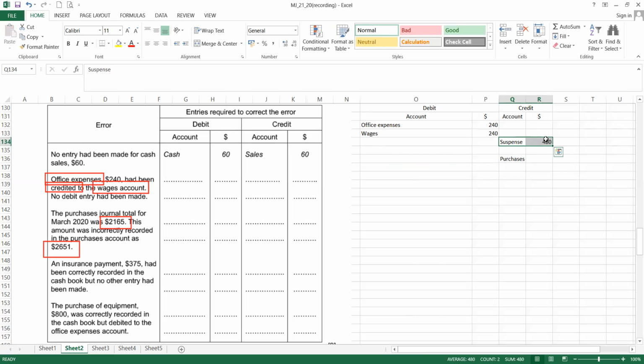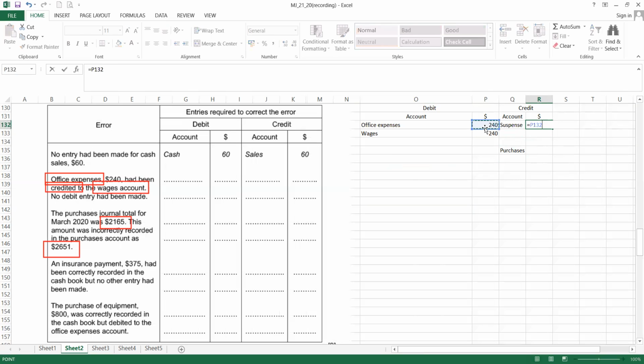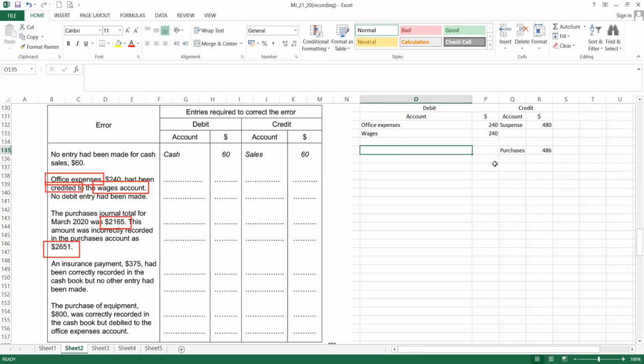Let me put it up first. Okay. So purchases account overstated, we have to credit it. So we take 2651 minus 2565. So 486. Same thing. This is a one side error because the other side didn't mention anything. So this one side must use the suspense account to do the correction.